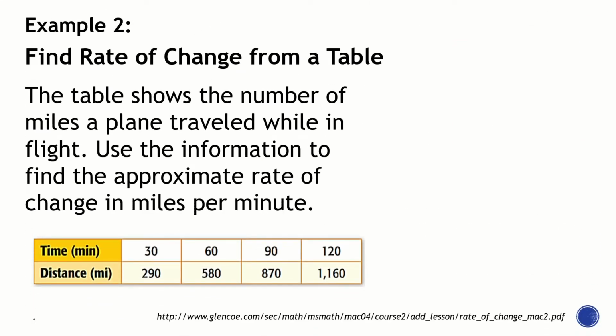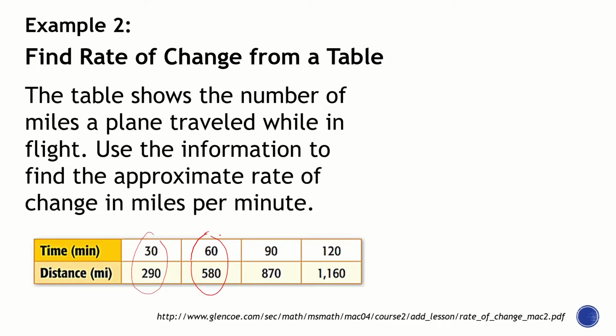Here we still have a table, but this time it's arranged horizontally. But the way we solve this is similar to what we had a while ago. You just need to pick any 2 points, and by just reading the problem, the question is not really specific. It's really general. Use the information to find the approximate rate of change in miles per minute. So here I might pick this and that one, and of course it's important for us to understand how to determine the output value and the input value.